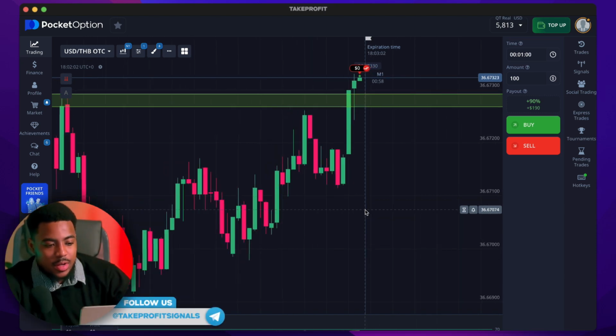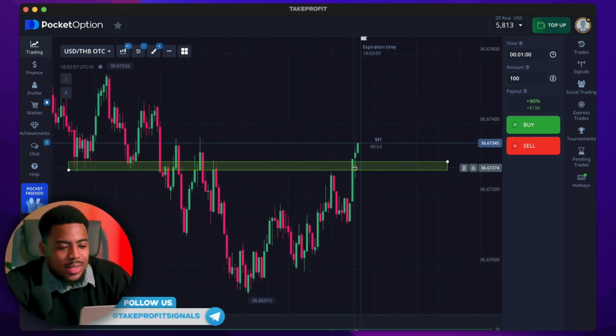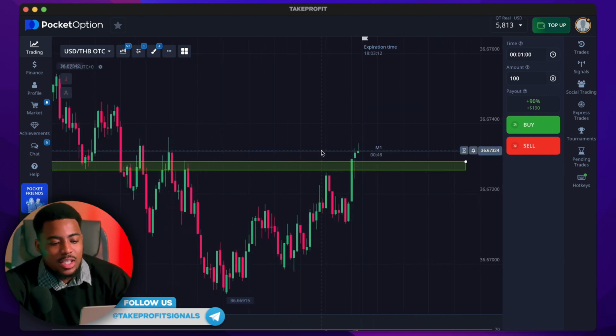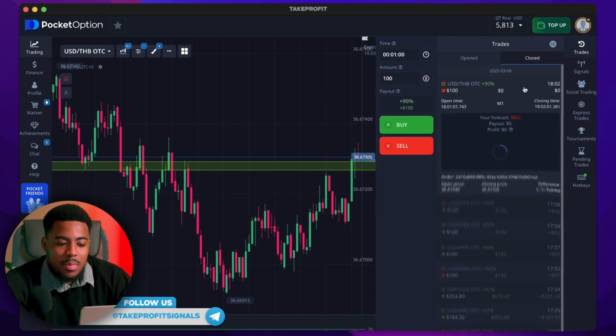Here, unfortunately, we get a loss. We have no fault in this. Just the market decided to break through the resistance zone, but we will look for the next trade with you. The only upset is that we get the first minus for today.